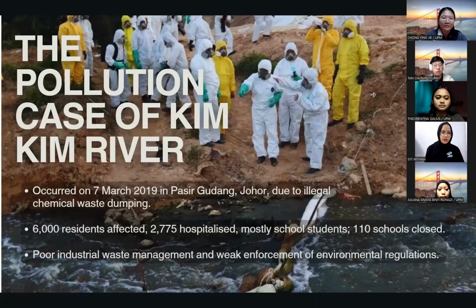To understand the significance, we look at the major pollution incident on 7 March 2019. Illegal chemical waste dumped in the river released toxic fumes, affecting around 6,000 residents. A total of 2,775, mainly students, were hospitalized and 110 schools were forced to close. This event shows how one pollution incident can disrupt health, education, and the entire community. It also highlighted the consequences of poor industrial waste management and weak enforcement.